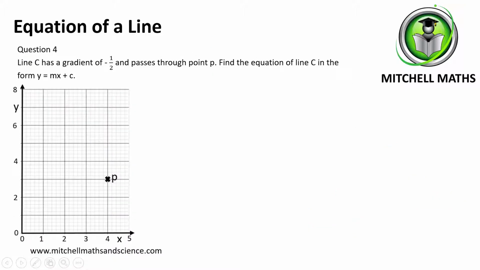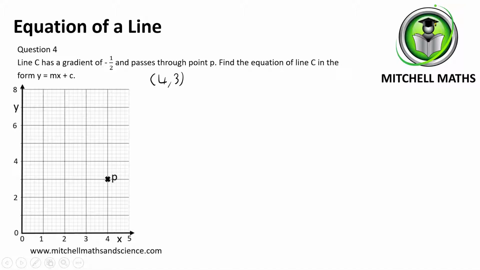In this question, they haven't given us the line, but they've given us a gradient, and on the graph, they've shown us a point which the line passes through. If I look at point P, then the coordinates of point P are (4, 3), x, y.